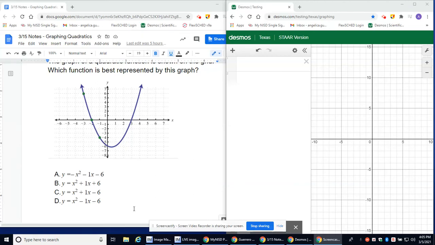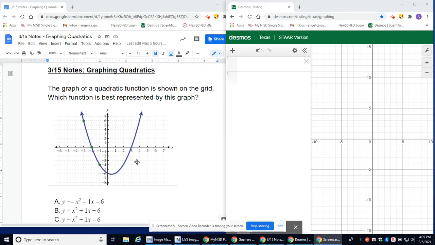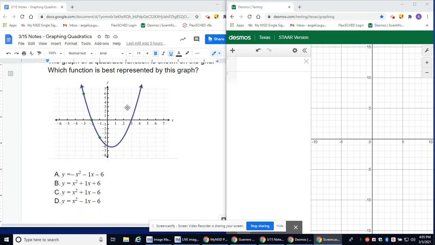In this video, we're going to practice relating a quadratic function with its graph. So in our notes, we have the graph of a quadratic function shown. Which function is best represented by this graph? When I look at this graph, there's a few things I want to recognize. I really want to focus on these x-intercepts, which are the solutions, which are the zeros of the quadratic graph.